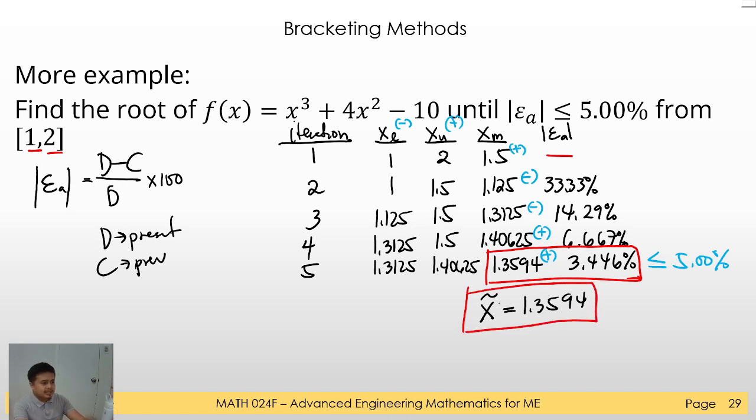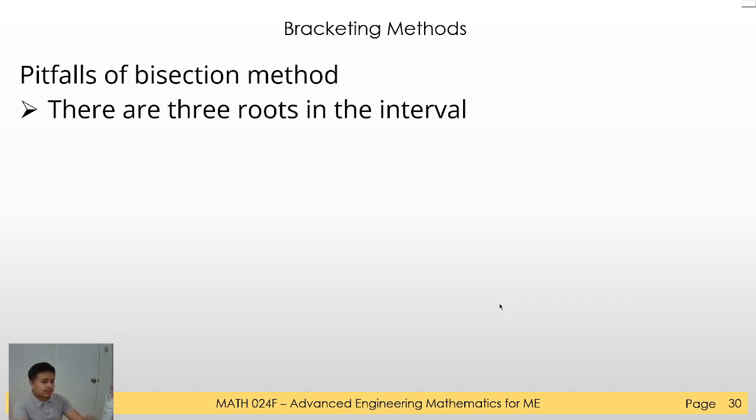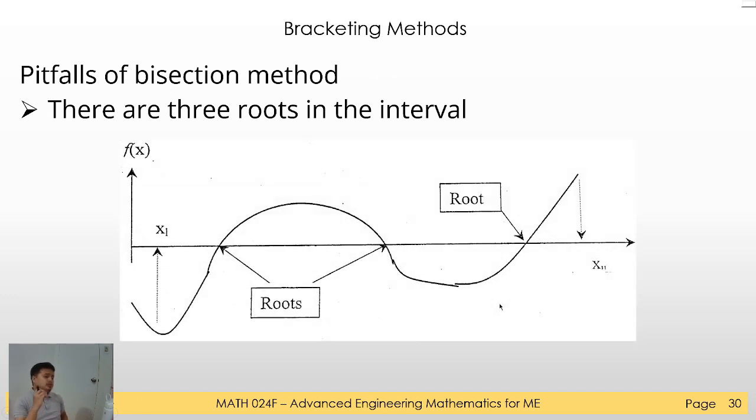Okay? That's it. So, let's move on to the different pitfalls of the bisection method, meaning this is not foolproof. No, we will encounter problems with bisection method. So there are imperfections in this method. One of the imperfections is when we have more than one root in between our interval, as you can see here. If we have more than one root, there might be a problem with the root finding.